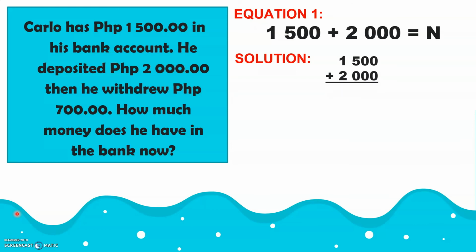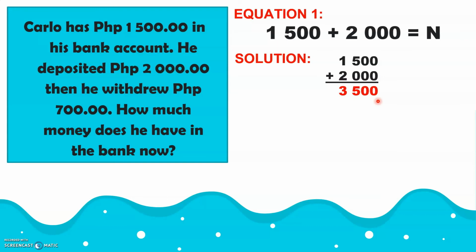1,500 plus 2,000. So we'll start solving it from the ones place value and so on. So 0 plus 0 is equal to 0. Then 0 plus 0 is equal to 0. 5 plus 0 is equal to 5. And 1 plus 2 is equal to 3. So our answer will be 3,500.